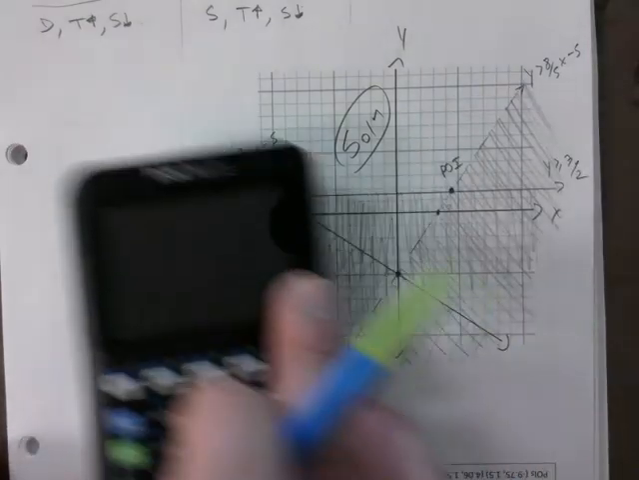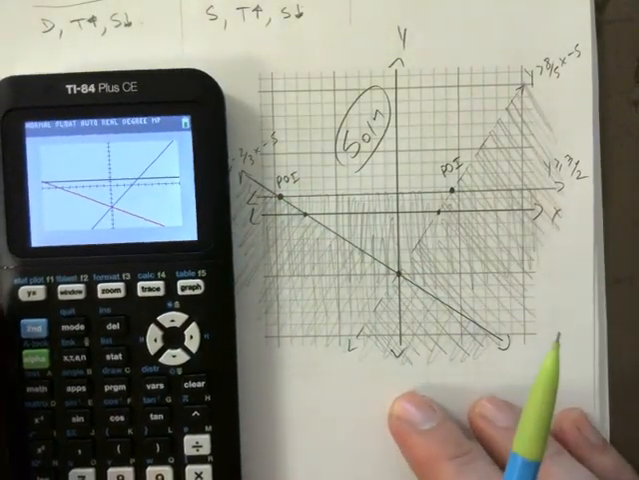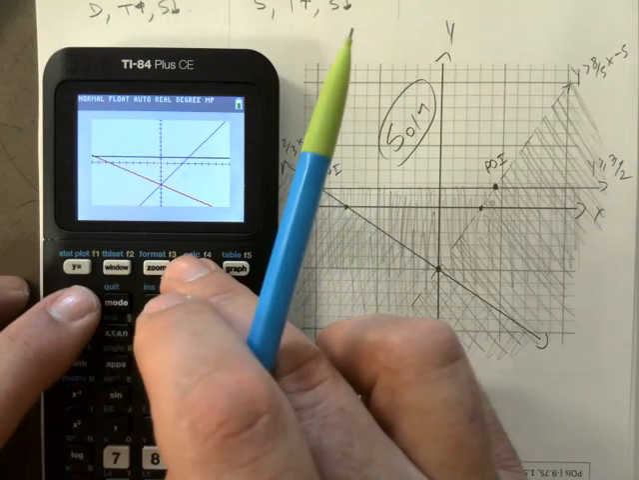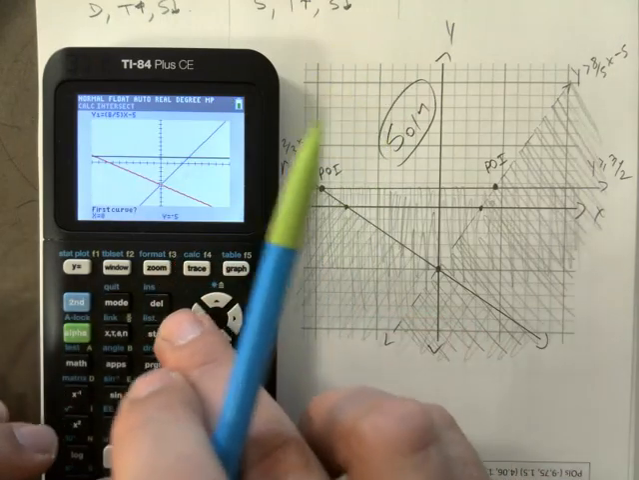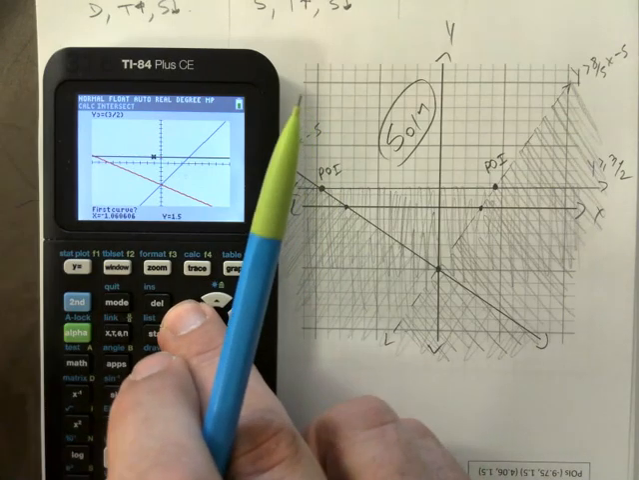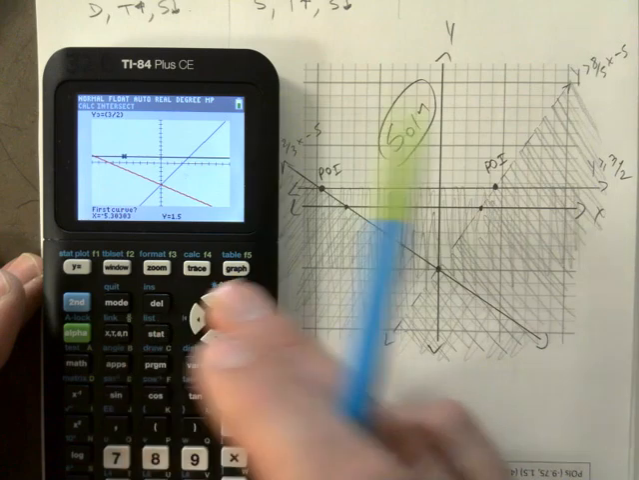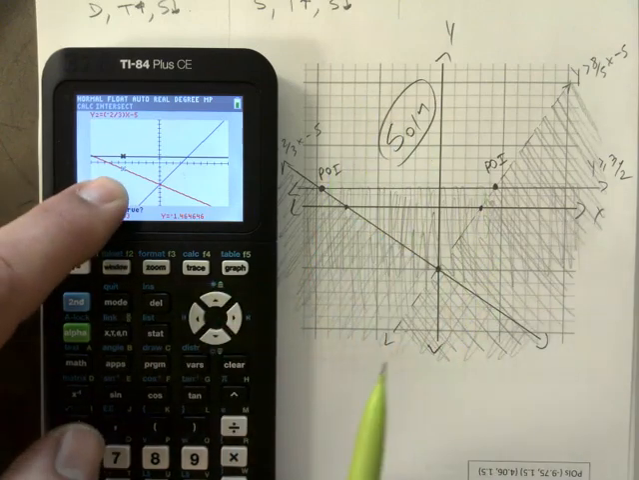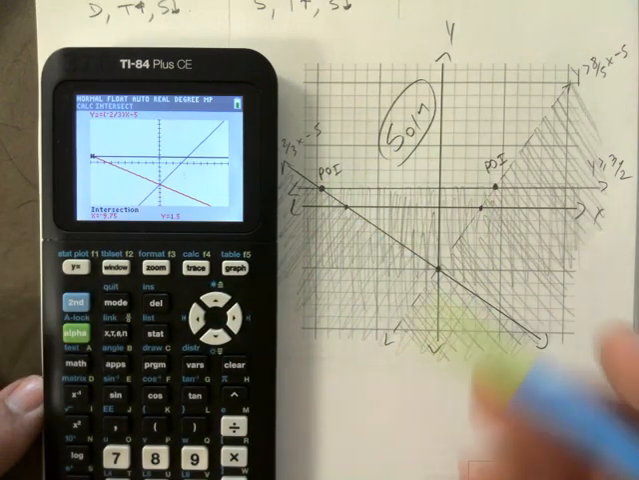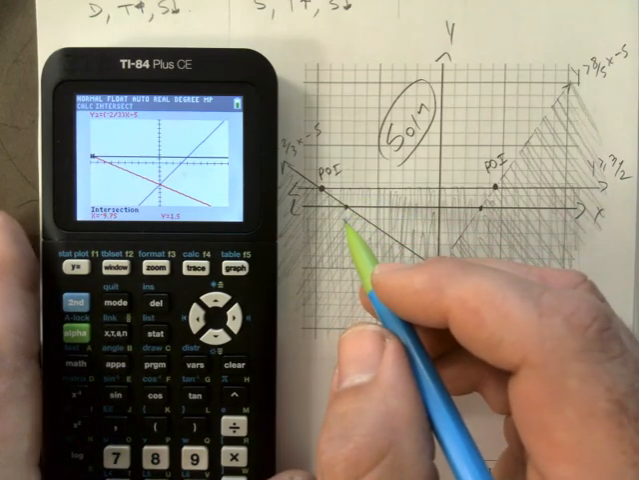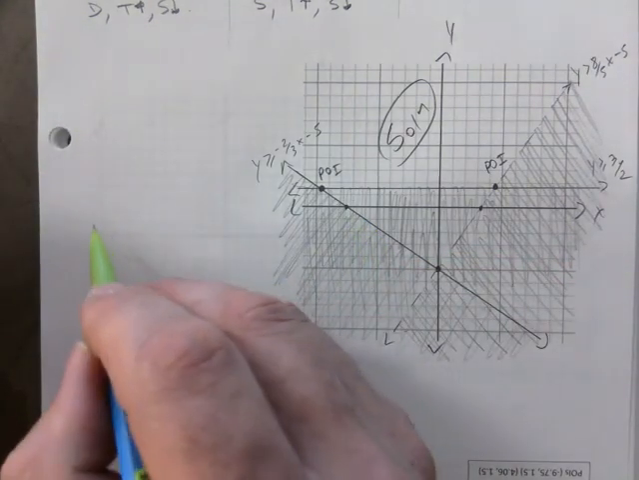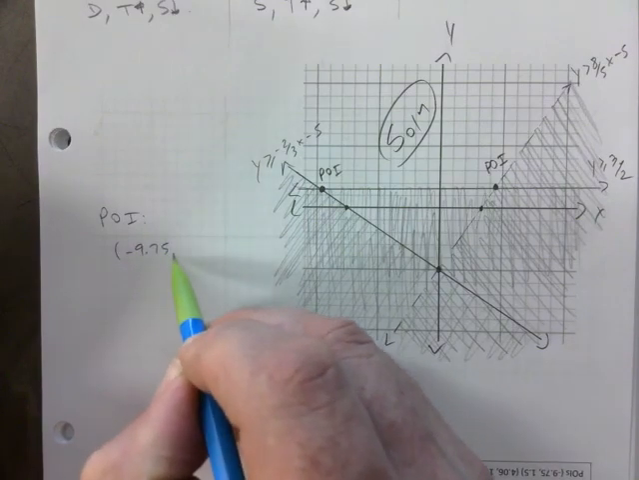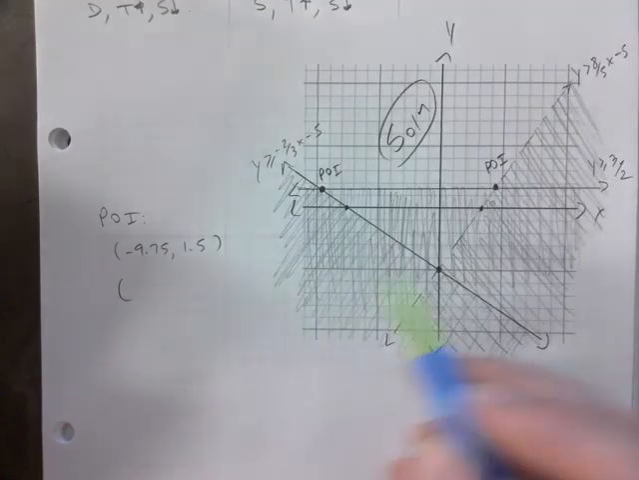So let's go ahead and find those. I'm going to attempt to just leave everything as is. So I'm going to find this one here between the black and the red, second trace 5. I'm going to jump to the black line maybe, yep, and just go a bit closer to that one. Hit enter, and then I'm going to cycle with arrows up to the red one, and then just keep hitting enter until you get the coordinate. So that's negative 9.75, 1.5. So POI is negative 9.75, 1.5.